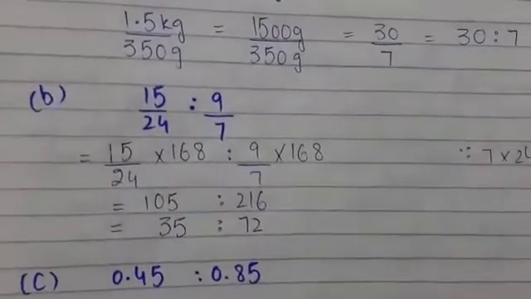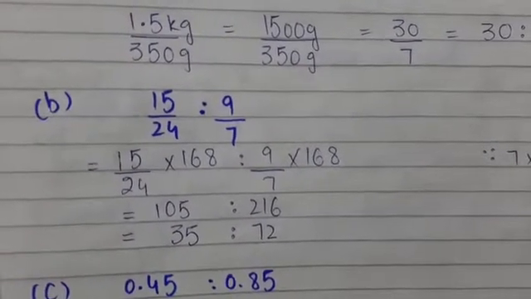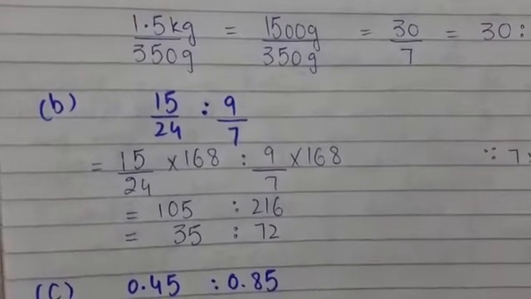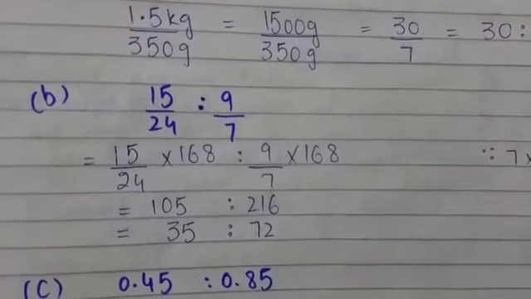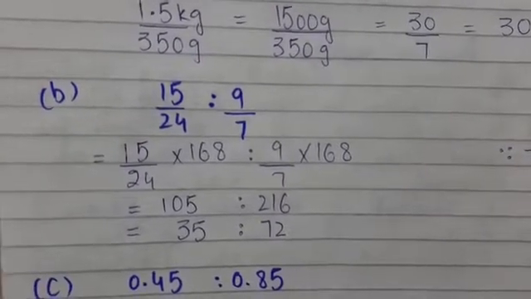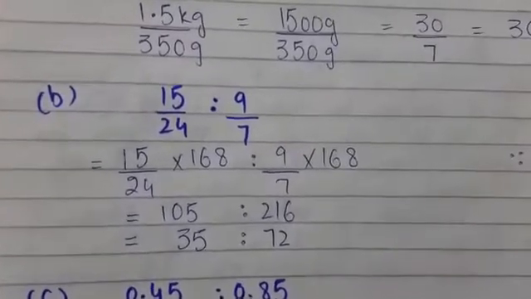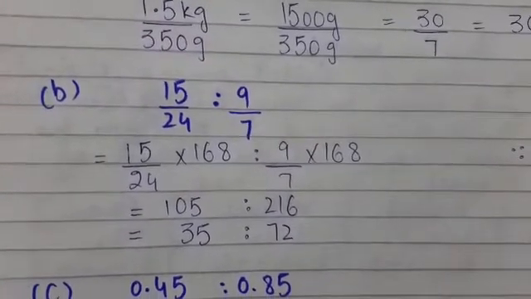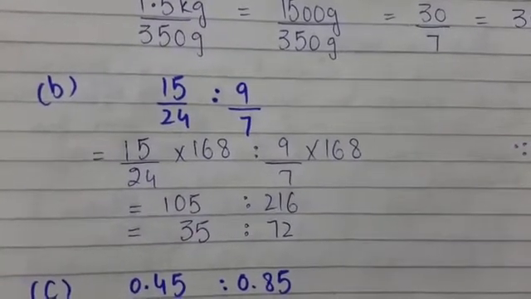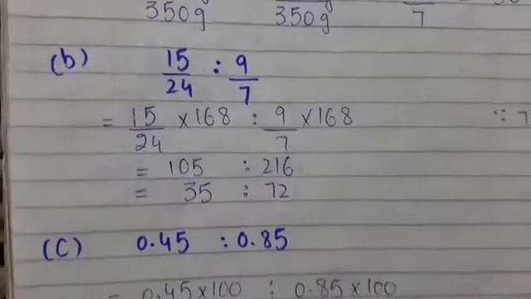In the B part, the ratio is given between fractions. I have told you in the previous lecture, when a question is given in this form, we take the LCM of the denominators. So the LCM of 24 and 7 is 168. I have multiplied 168, which is the LCM, with each of the fractions and then simplified to get the answer, and the answer is 35 ratio 72.